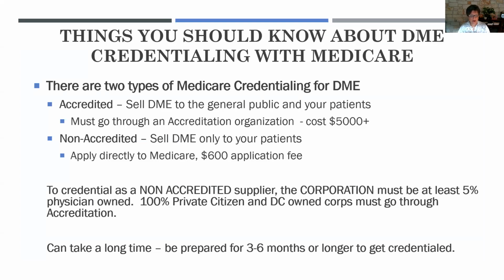You have a route called the accredited route, where you have to go through accreditation. Now, accreditation is typically reserved for medical supply companies. So organizations that want to sell DME to the general public and your patients would need to go through accreditation. And we'll talk about who is exempt and who is not exempt from accreditation here in just a few minutes. And then we have the non-accredited route, which is where you just want to sell DME to your patients. You don't want people coming in off the street with a script from another provider that's writing the order for the DME and you're just being the supplier.